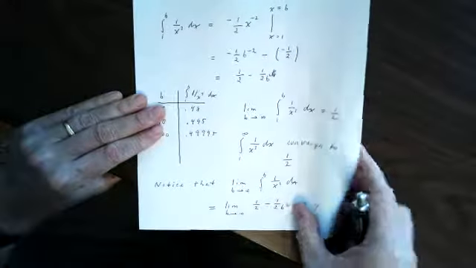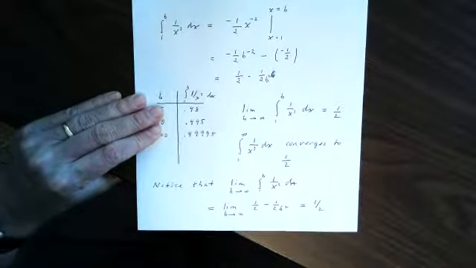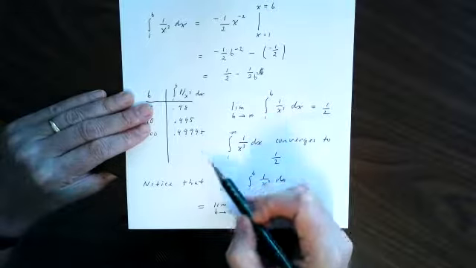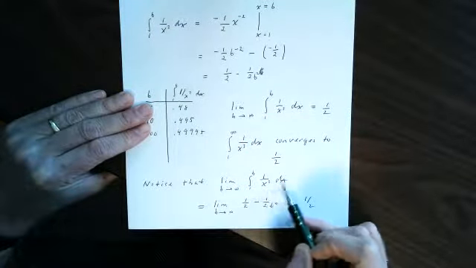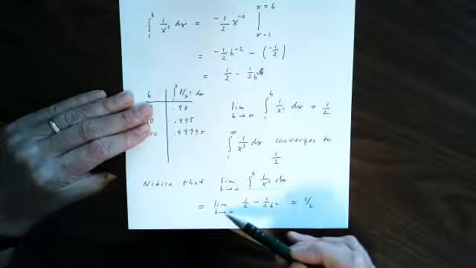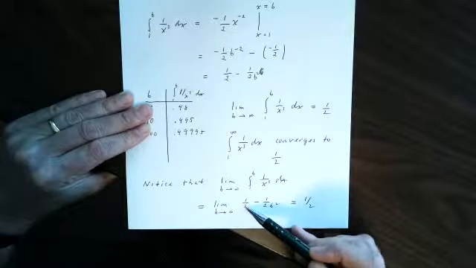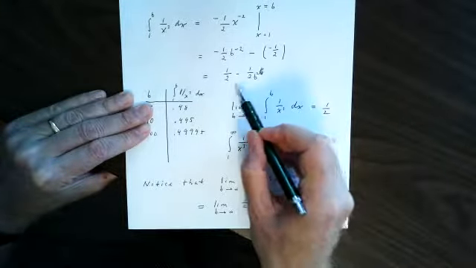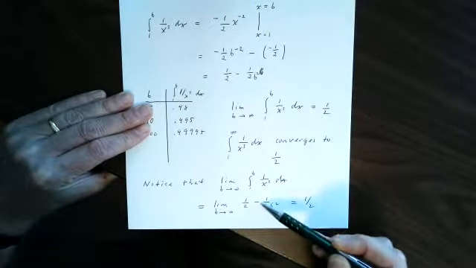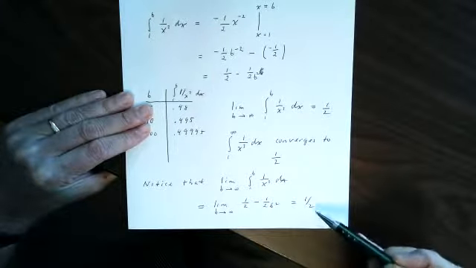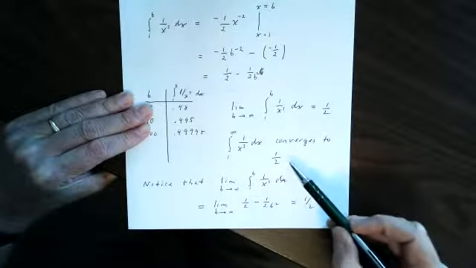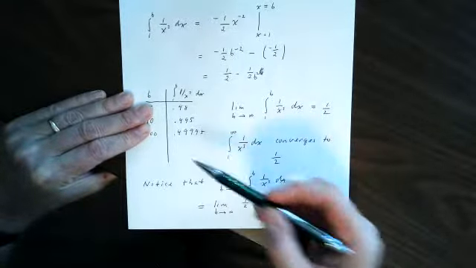Now we can see this algebraically from the formula as well. If I write down the formula for the integral from 1 to b of 1 over x to the third dx, which I computed above, I'm taking the limit as b goes to infinity of 1/2 minus 1 over 2b squared. That's what we got right up here. And if I let b get larger and larger and larger, 1 over 2b squared becomes smaller and smaller and smaller, and we're left with 1/2. So that's showing algebraically that the improper integral converges to 1/2, not just using the table.